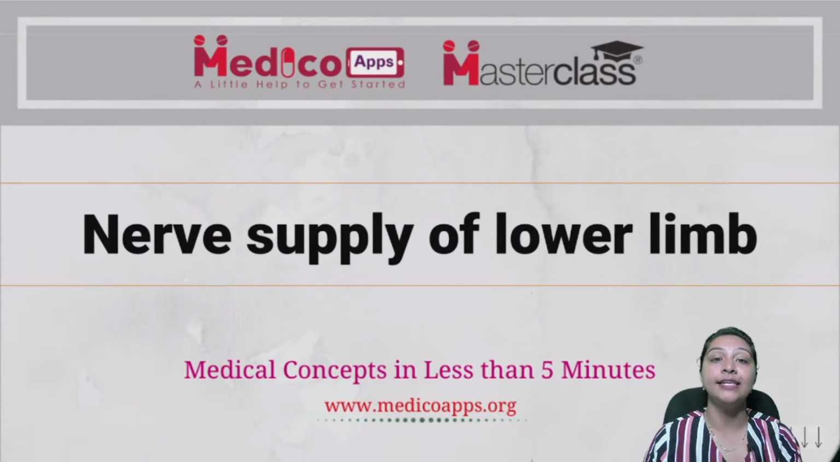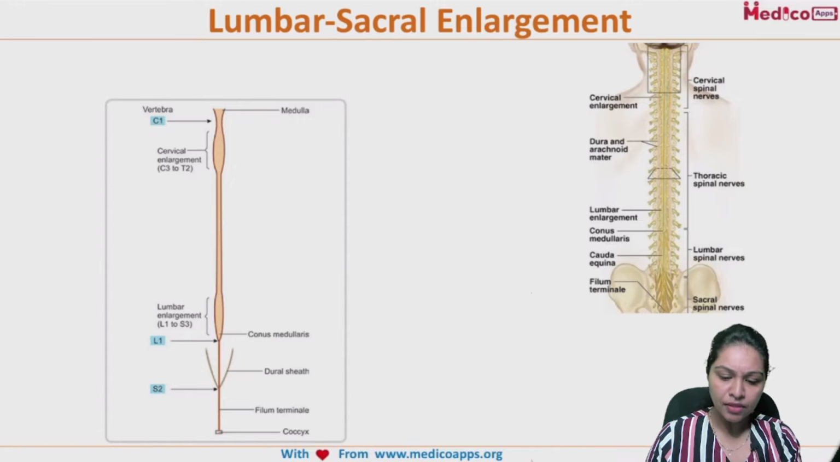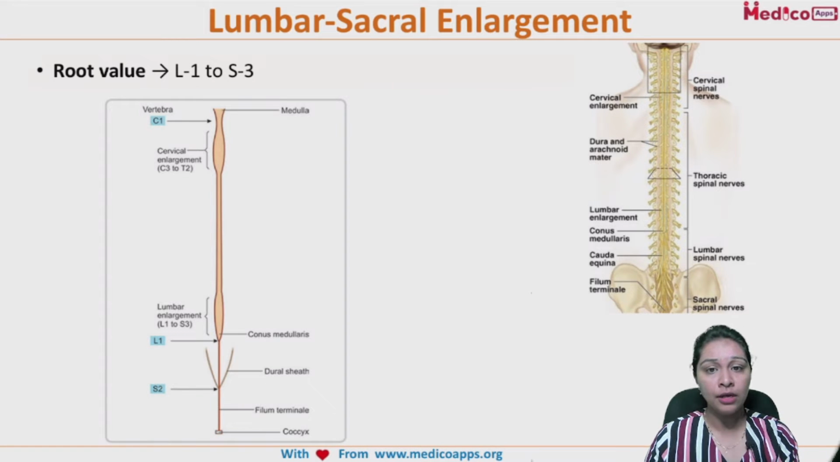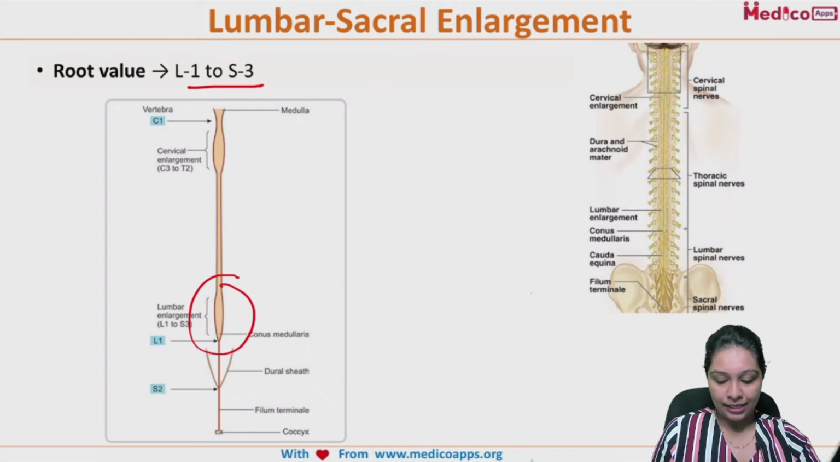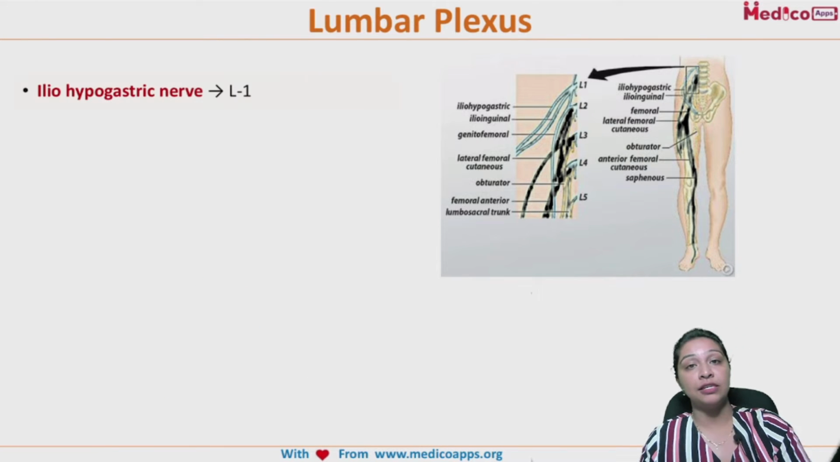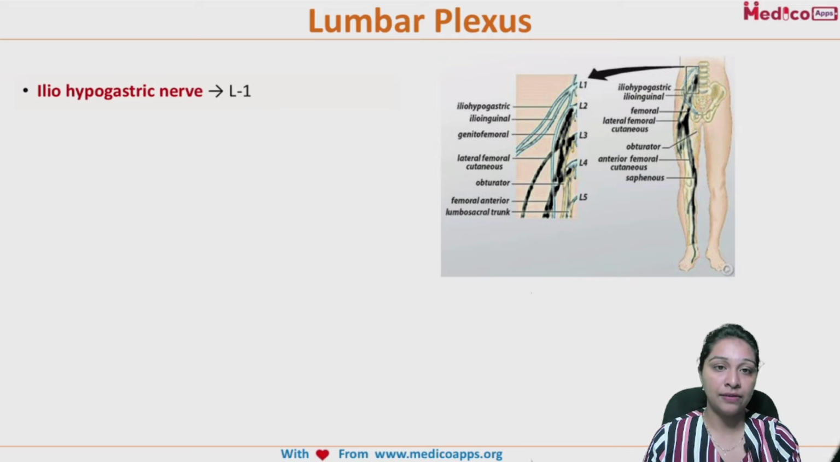Now we'll be learning the nerve supply of the lower limb. It arises mainly from the lumbosacral enlargement with the root values L1 to S3. So here is the lumbosacral enlargement. The first nerve is the iliohypogastric nerve with the root value L1 arising from here.